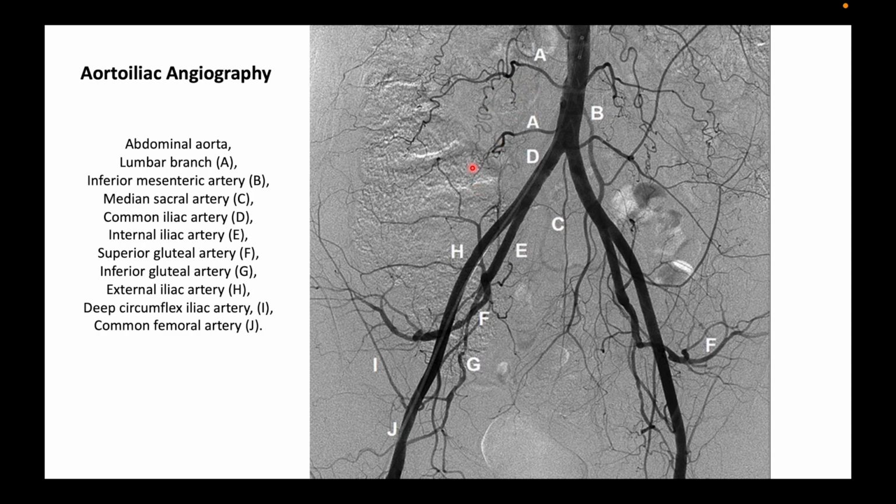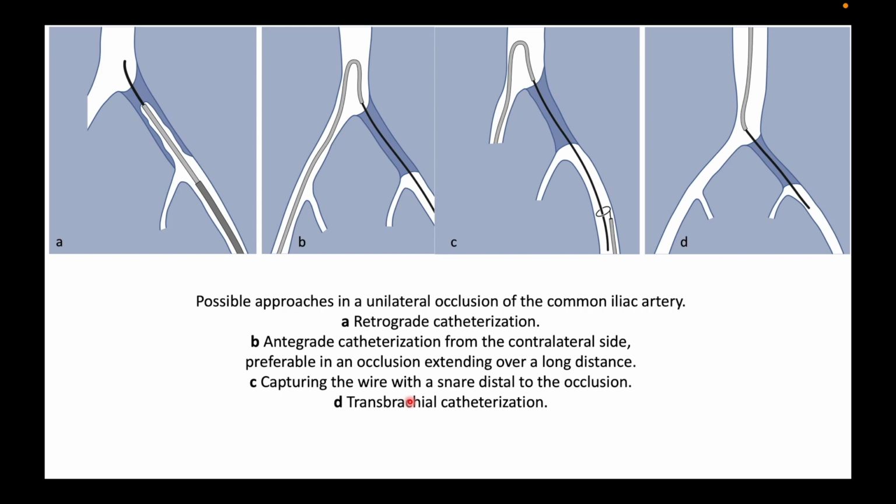Now again, this is the aortoiliac angiography. We can see aorta dividing into common iliac artery on both sides, then common iliac artery dividing into internal iliac and the external iliac artery. Then this continues on as common femoral artery. And then you can see the different branches, like this one here is the deep circumflex iliac artery. And then you can also look for the inferior epigastric artery, because that's the one which causes most of the retroperitoneal hematomas if punctured.